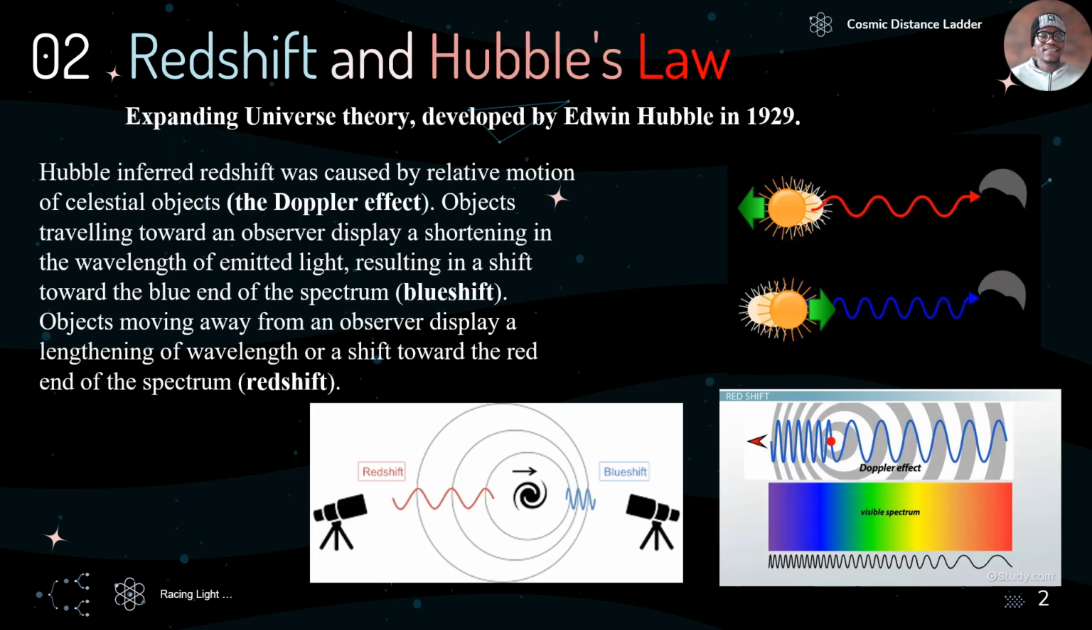The theory of the expanding universe was developed by Edwin Hubble in 1929. He inferred that redshift is caused by the relative motion between objects, or the Doppler effect. So when an object recedes from an observer, there is an observed increase in the wavelength and consequently a redshift. But when an object approaches an observer, there is an observed decrease in the wavelength and consequently a blue shift.